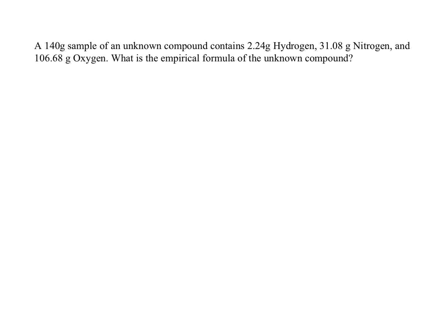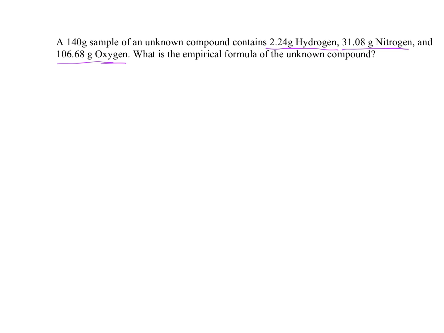Okay. This says 140 gram sample of an unknown compound contains 2.24 grams hydrogen, 31.08 grams nitrogen, and 106.6 grams of oxygen. What is the empirical formula of the unknown compound? So we want to figure out what is our unknown compound. Now, is our information given to us in percents or in grams? It's given to us in grams, so I don't need to make any switch. If I don't have to make the switch, what's my next step? Converting them to what? Moles.